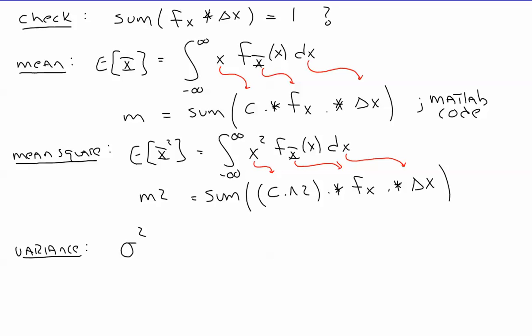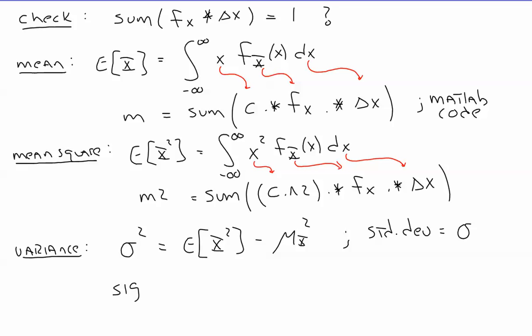Remember, we calculated the variance was the mean squared value minus the square of the mean. And using our Matlab estimates, we could make a variable sig. And oh, by the way, the standard deviation is just sigma, the square root of the variance. In Matlab, we could define a variable sig, meaning sigma, or our standard deviation, and that would be the square root of m2 minus m squared. All right, pretty straightforward.